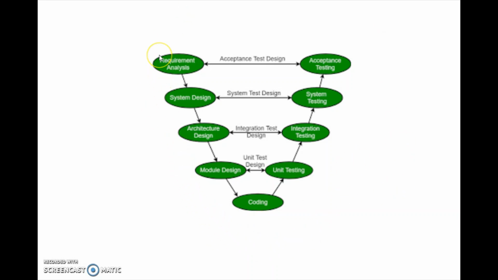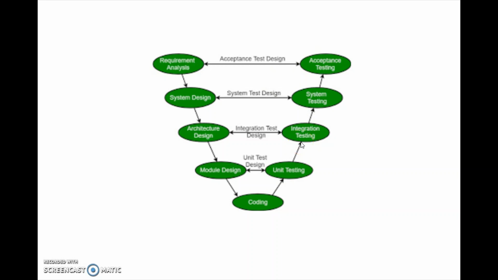Now this is the left arm of the V model, and this is the right arm of the V model. Wherein the requirement analysis, system design, architecture design, module design, that is the left arm. And unit testing, integration testing, system testing and acceptance testing, that is the right arm of the V model. Now on the left arm, what the tester is going to perform is called the verification activities, and on the right arm all the activities are called validation activities.